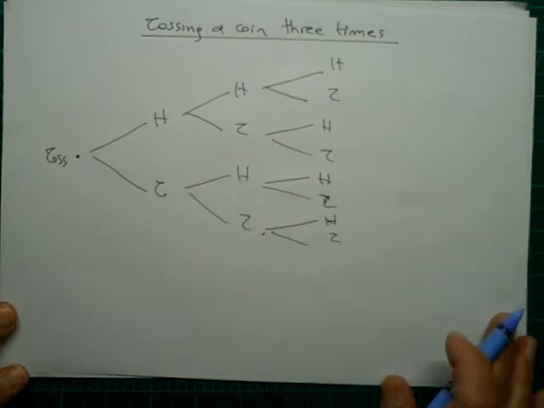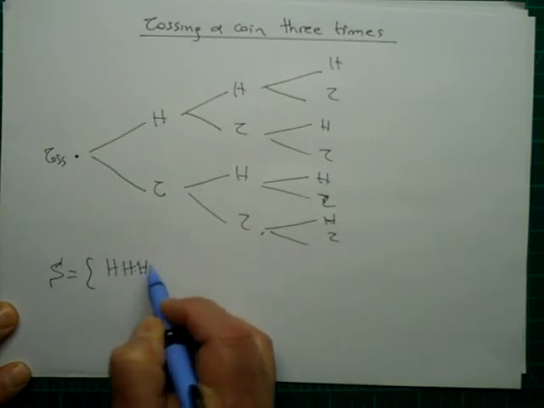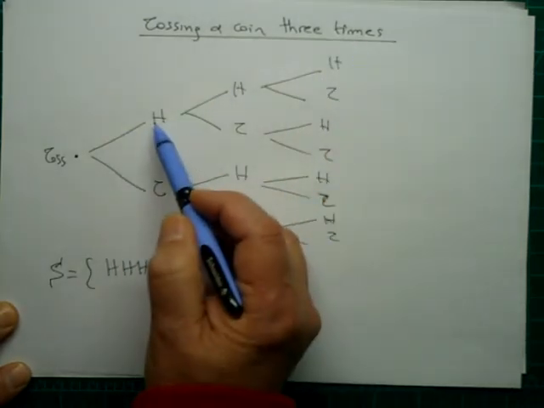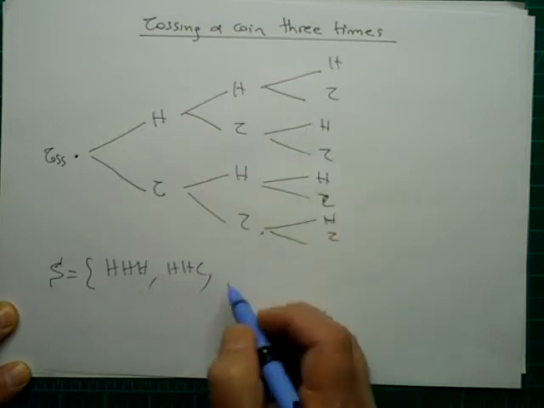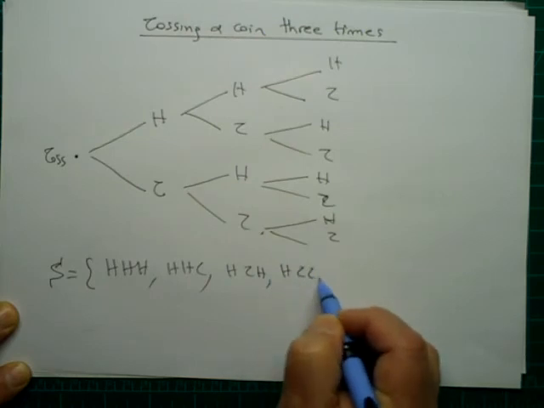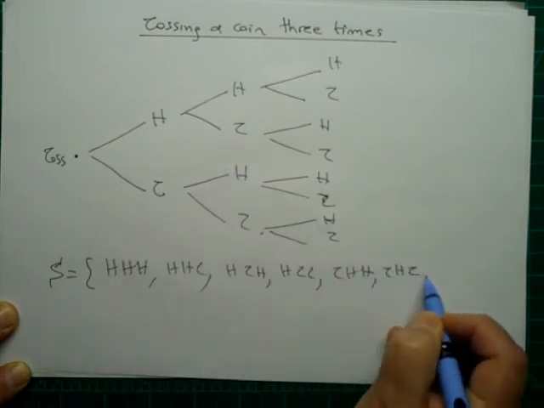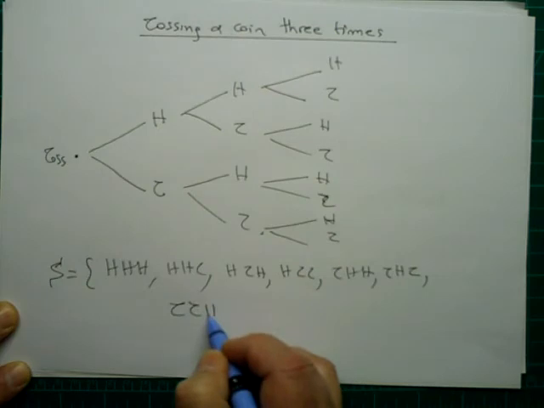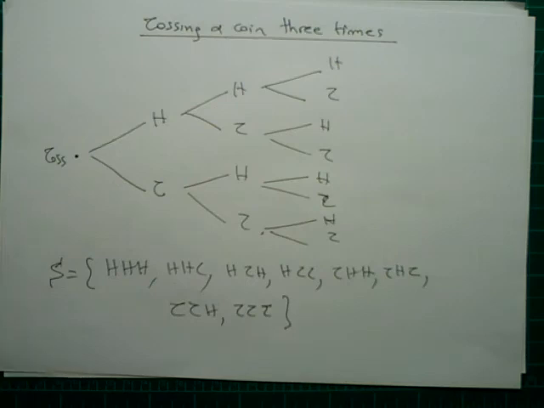Following all the roots here, we can get this sample space, S equals HHH. This is the first root. Now, go to the second root: HHT, HTH, HTT, THH, THT, TTH, and TTT, the last one. So, how many elements do we have here? 1, 2, 3, 4, 5, 6, 7, 8 elements.